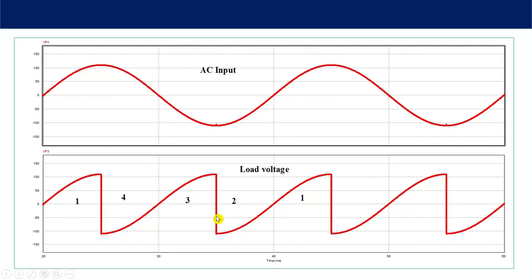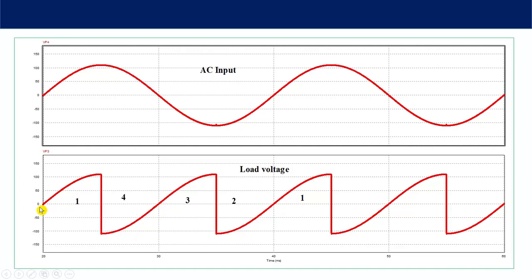One thing you can also measure: here the frequency is 50 Hz, so the time duration is 20 millisecond. You can see it starts from 20 and here it is 40, so 20 millisecond. And here it is 20 to 30, so 10 millisecond is there. So exactly 100 Hz output frequency you have got.